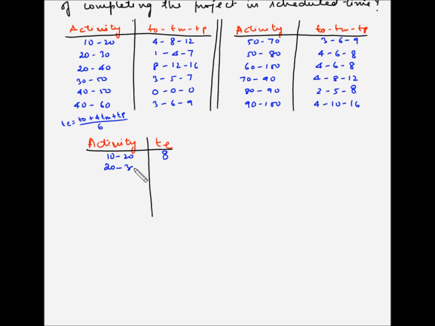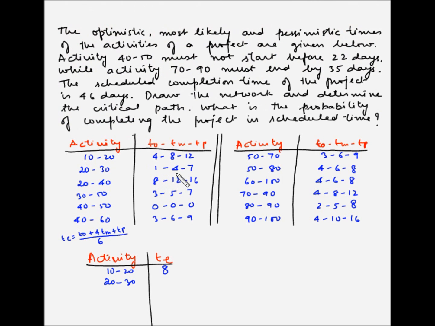Then for activity 20 to 30, it will be 1 plus 4 times 4 plus 7 divided by 6. So 4 times 4 is 16 plus 7 is 23 plus 1 is 24, and 24 divided by 6 is 4. So the expected time duration for this activity is 4. For 20 to 40, it will be 8 plus 4 times 12 plus 16 divided by 6. So 12 multiplied by 4 is 48. 48 plus 8 is 56. 56 plus 16 is 72, and 72 divided by 6 is 12.